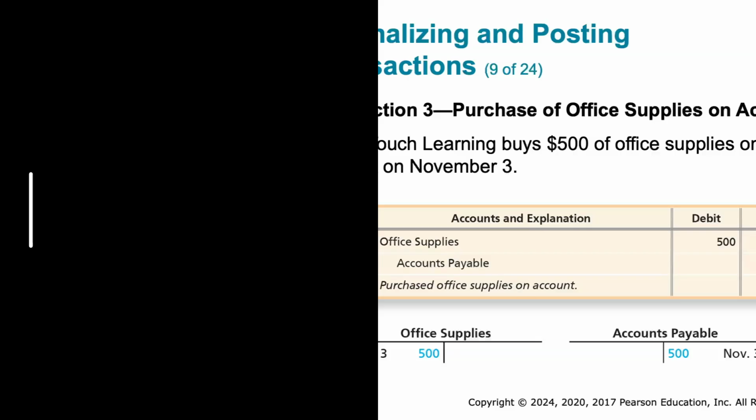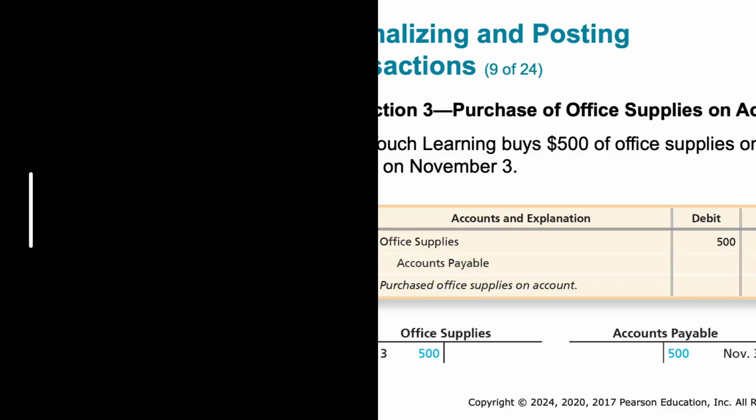Transaction number three, we purchase office supplies on account. So here, what are we looking at? We're looking at office supplies, right? Smart Touch Learning buys $500 of office supplies on account November 3rd. So one account we're going to look at is office supplies. The other account is a liability, accounts payable. When it says we purchased it on account, we did not pay cash, right? Accounts payable is not something we pay right now. This is something we're going to pay in the future.